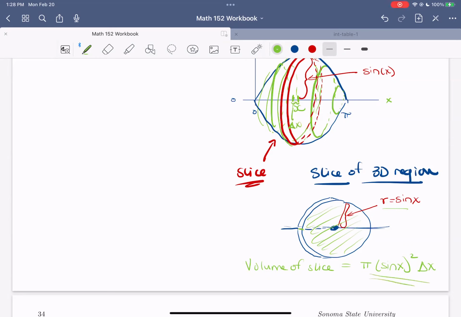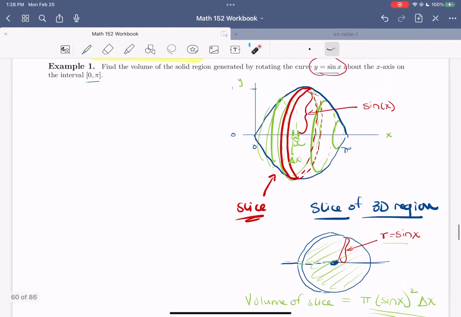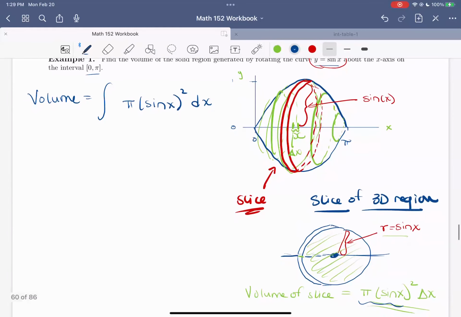So what we need to do to compute the volume of this entire region is to add up the volumes of each of these slices. So how would we do that? Well, we can use an integral. So the complete volume would be the integral of what? Well, we're going to compute the volume of each slice. So pi times sine of x squared times dx, because we're using an integral. And dx, that's the axis that we're chopping up into little chunks, little dx's.